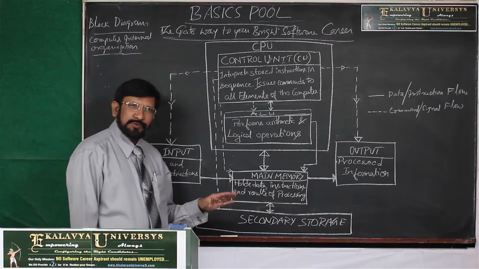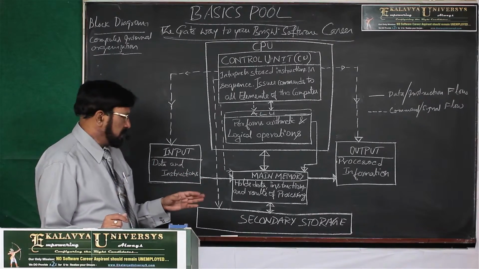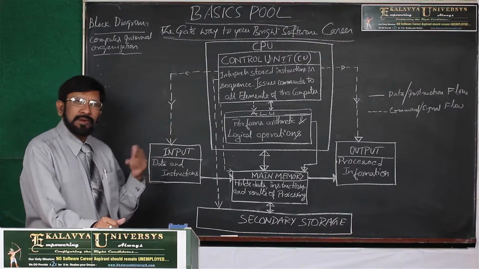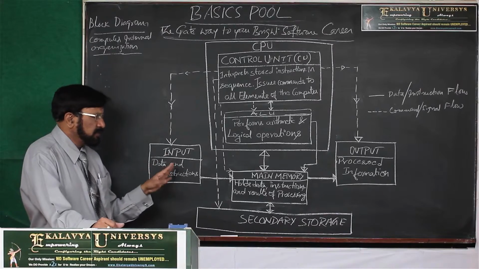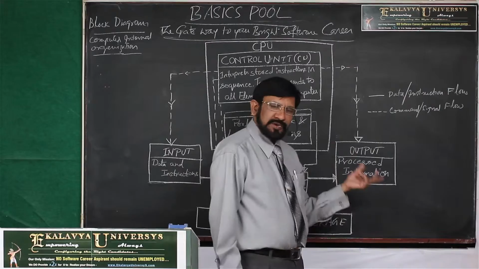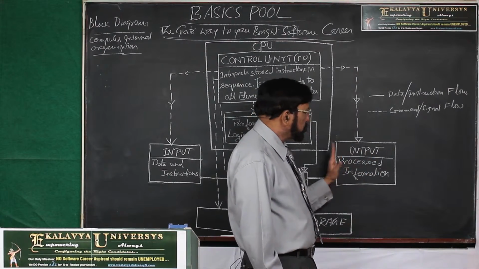Secondary storage stores the data and instructions permanently for further use. And thereafter input, what we give, not only data but also instructions. And output stores the processed information or processed result.